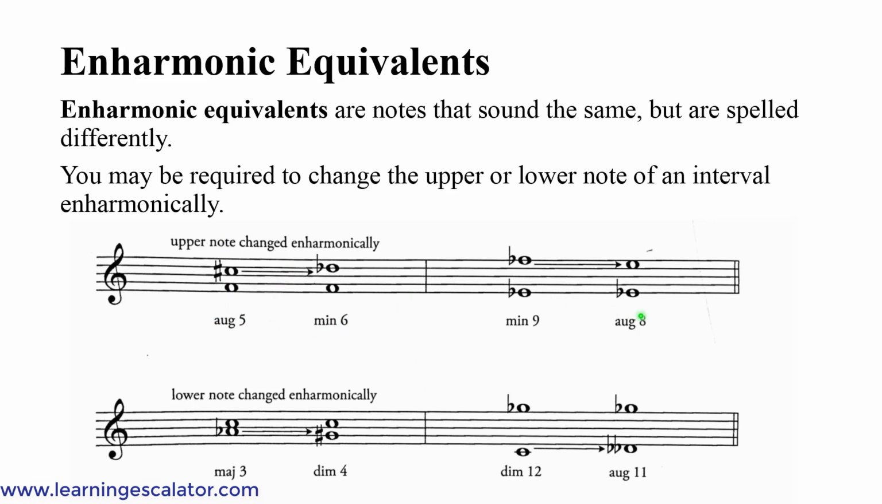And a minor ninth, if you change the top F flat to an E, becomes an augmented eighth, which is different. Then there's a major third, and if you change the lower note enharmonically into G sharp, it becomes a diminished fourth. And this one is C to G flat, and if you change the C into D double flat, it becomes an augmented 11th.